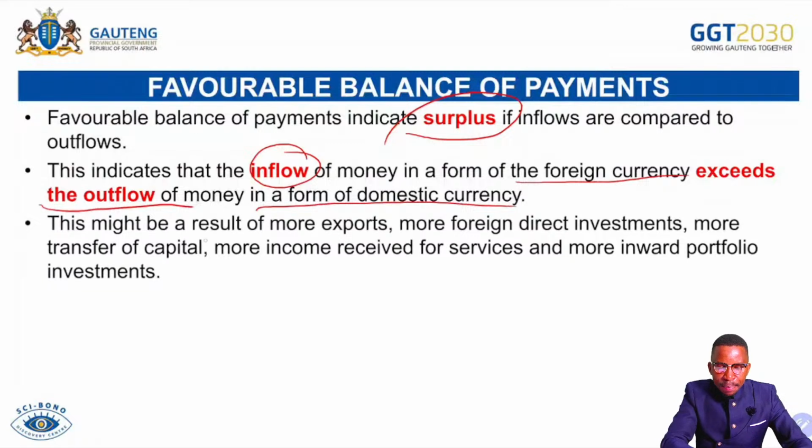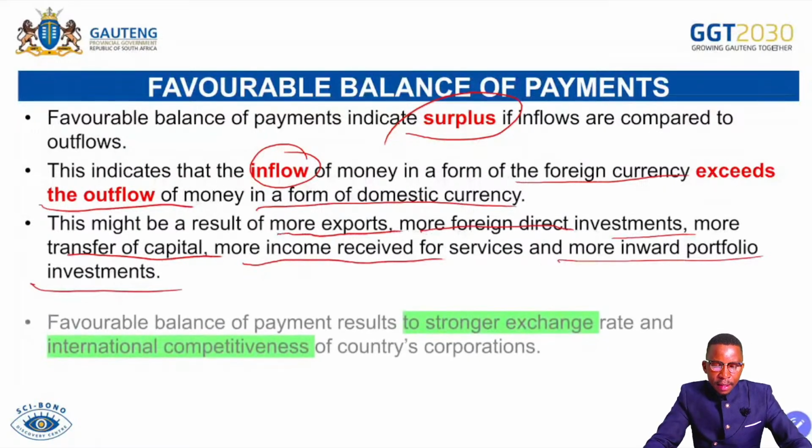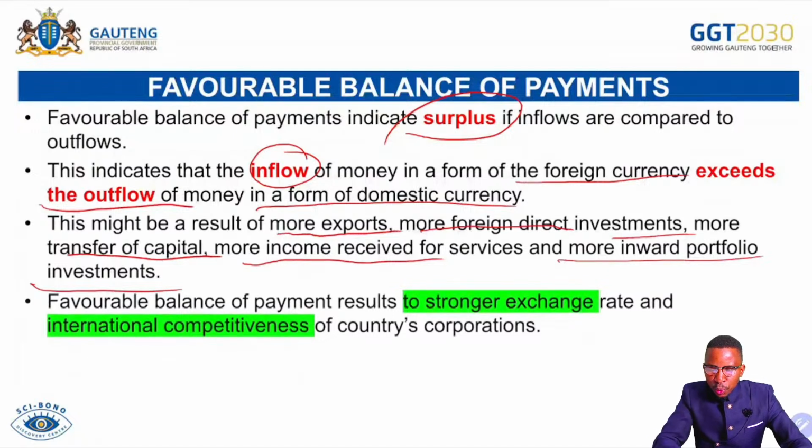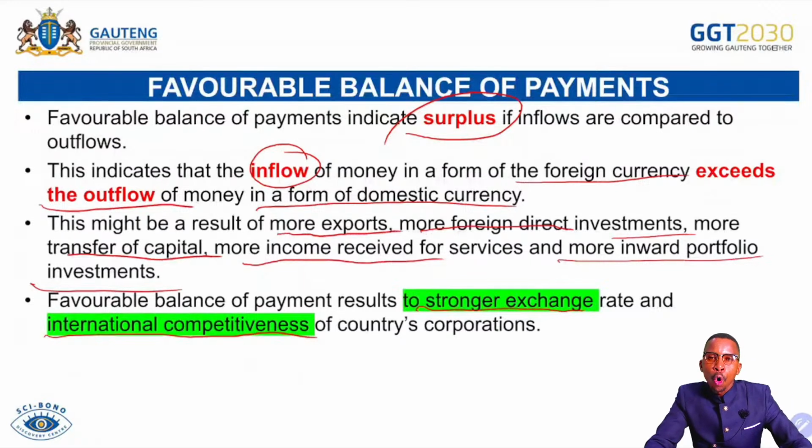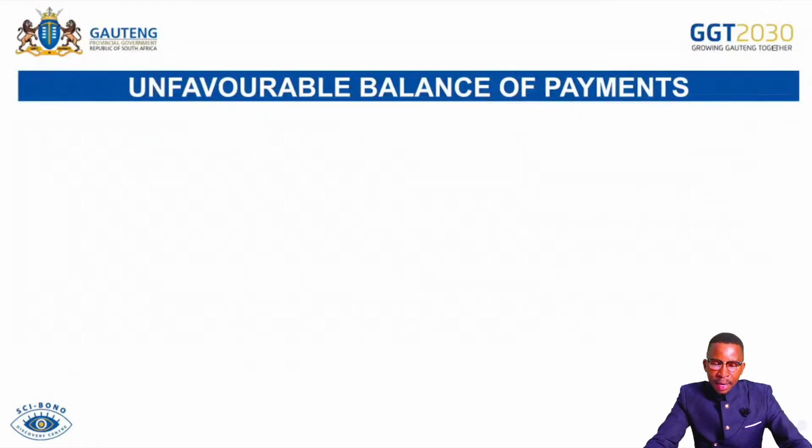And then this might be a result of more exports, more foreign direct investments, more net capital transfers from other countries, more income received for services, and more inward portfolio investments. A favorable balance of payments results in a stronger exchange rate, or currency, and internal competitiveness of the country's corporations. Our businesses become more competitive abroad because of what we call a favorable balance of payments. It's only favorable if we have a surplus.